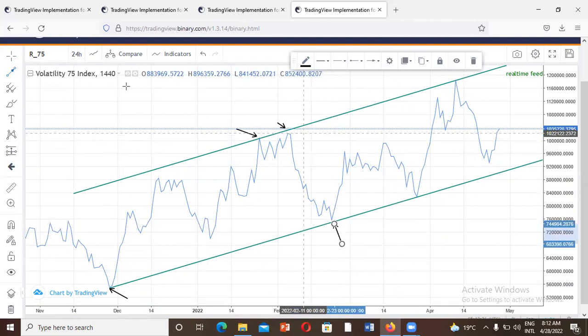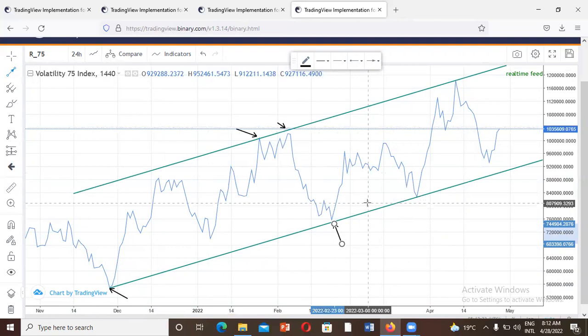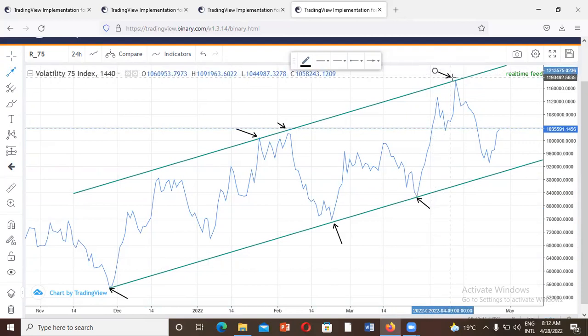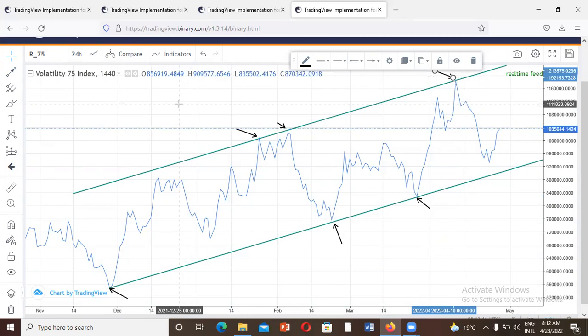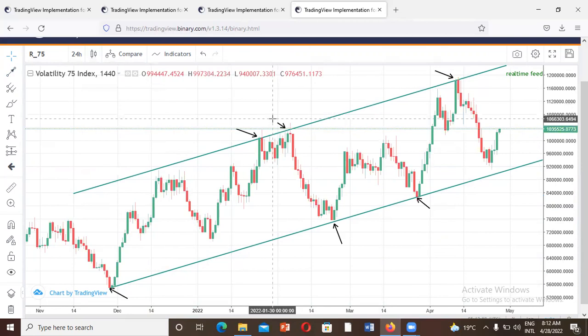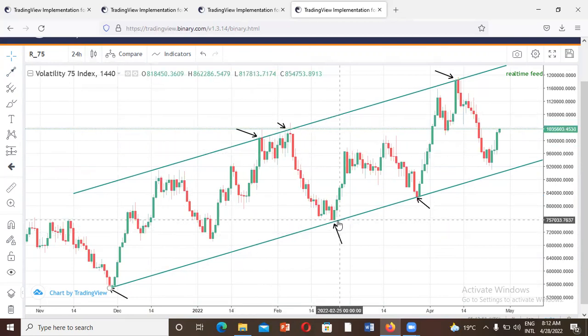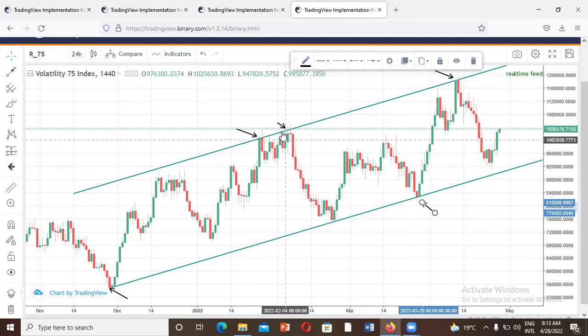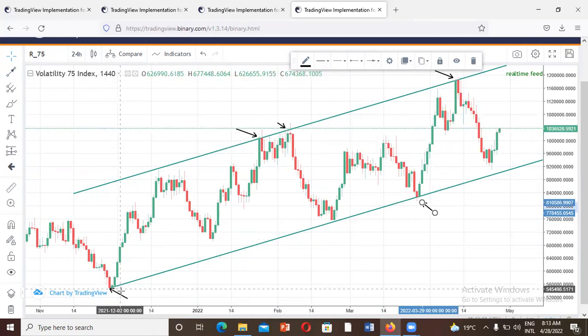I will mark every place and then we confirm whether it has wicks here and there. Now, when you change to candlesticks, you can see most of them, with the exception of here, there's a wick here, there are wicks here, here, and even here.